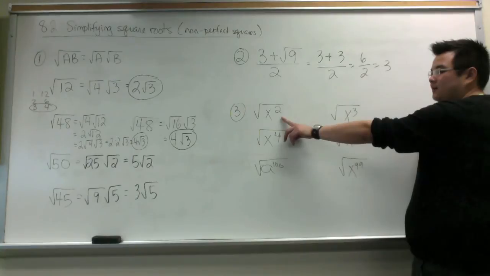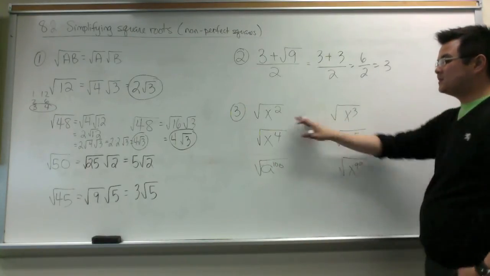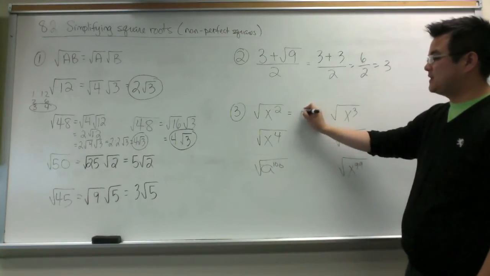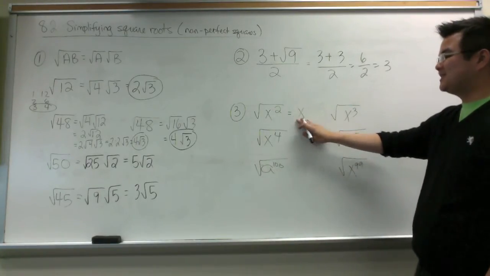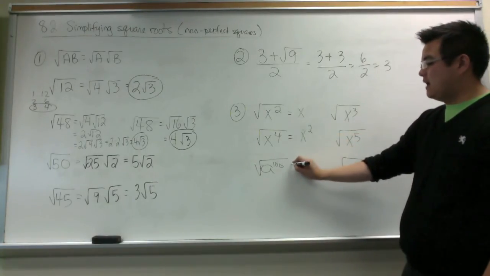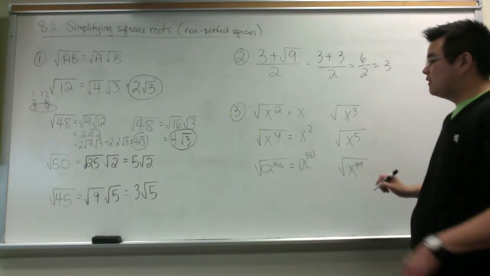In the next part, we're going to take a look at the square root of exponents with variables. These are perfect squares right here. The reason why x squared is a perfect square is because of x. So the square root of x squared is x. The square root of x to the 4th is x squared. And the square root of a to the 100th is a to the 50th.